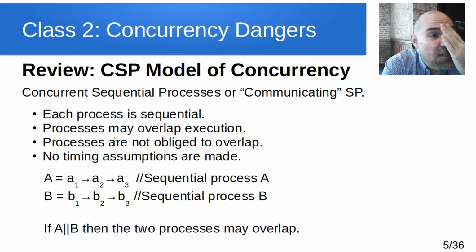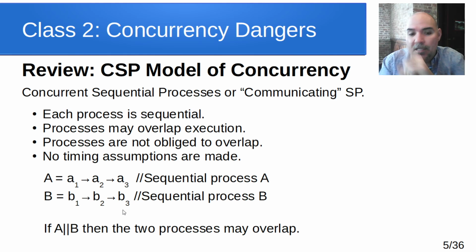And a quick review of the CSP model, which is communicating sequential processes. Each process itself is sequential. The processes may overlap execution, but they're not forced to. They're not obligated to overlap. And we also don't make any timing assumptions about them. So in other words, A concurrent B, if we have sequential process A that looks like this and B that looks like that, when we say they're concurrent, it doesn't mean that A1 and B1 will run at the same time and A2 and B2 will run at the same time and A3 and B3. It doesn't mean they work through in sync. It basically just means it's okay if they overlap each other in some way.